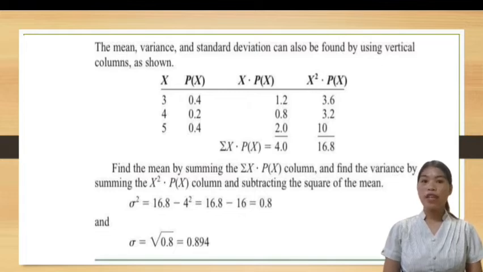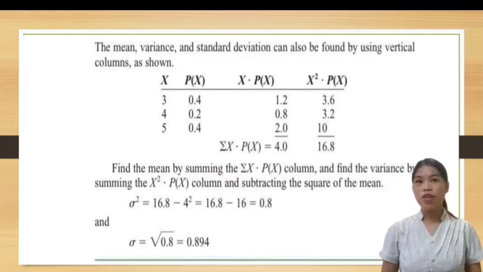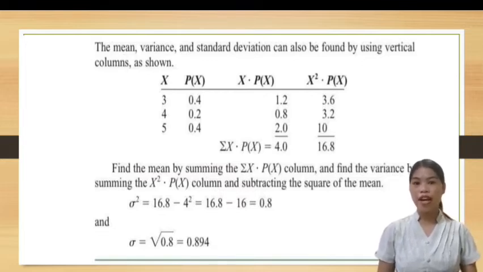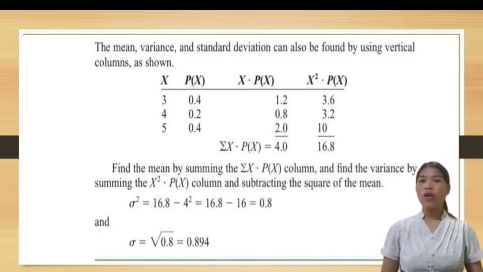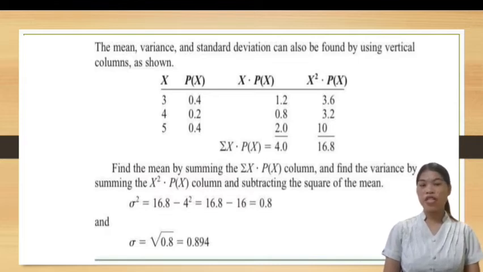So now, we have finished computing the vertical columns. So we can now get the variance and standard deviation. So we can find the mean by summing x times p of x. So that is our mean, which is 4.